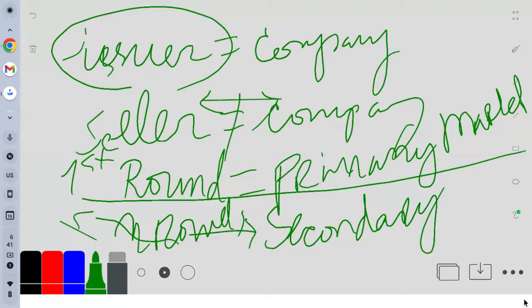It's like marriage: the first marriage is the primary market. After that, it's all secondary market.